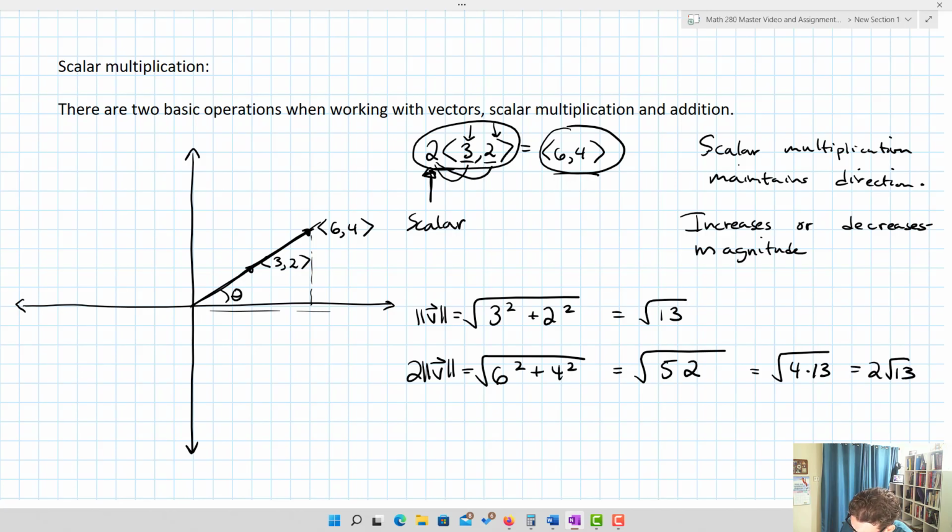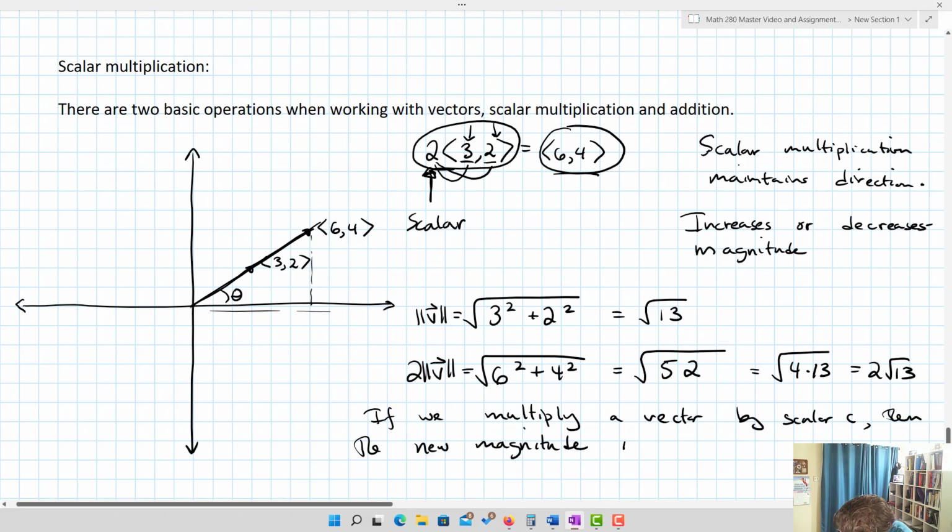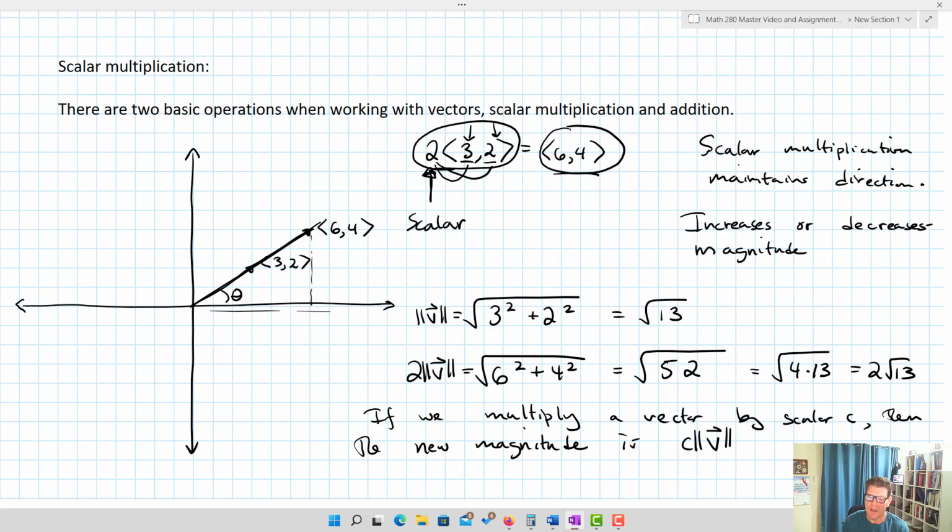Oh snap. So if we multiply a vector by a scalar, call our scalar c, then the new magnitude is |c| times the magnitude of v. The direction remains exactly the same; we don't get a change in direction. We get a new vector which is a scalar multiple of the old vector, and we have increased or decreased the magnitude by a multiple of c.